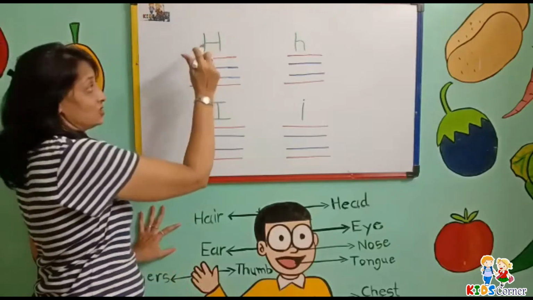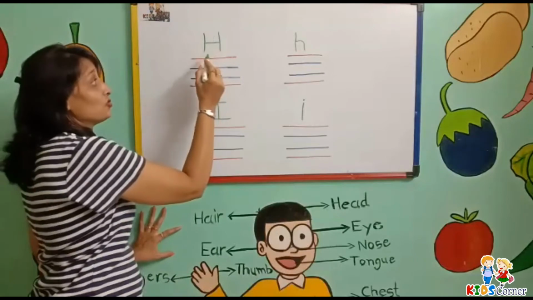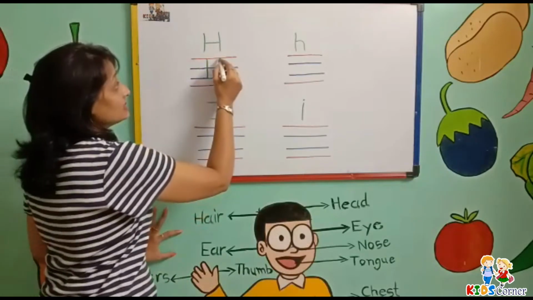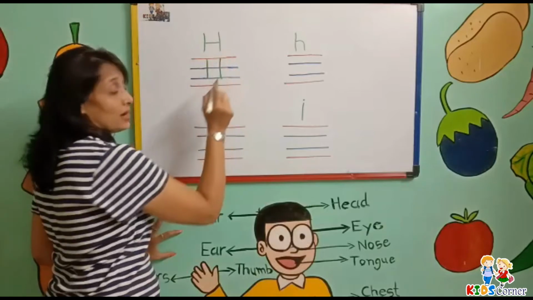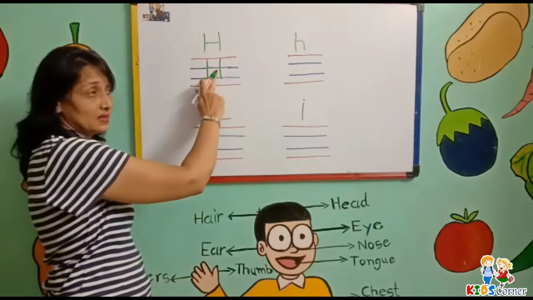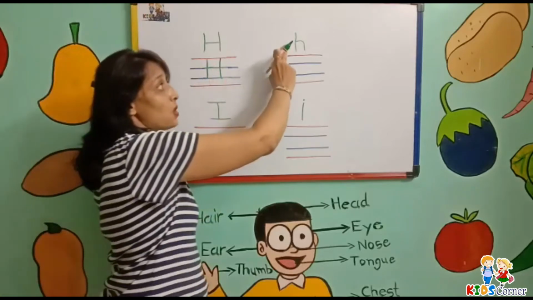This is capital H. We'll write capital H from the red line to the blue line. We'll make a standing line, another standing line from the red line to the blue line, and a slipping line in the blue line. This is capital H. And this is small h.